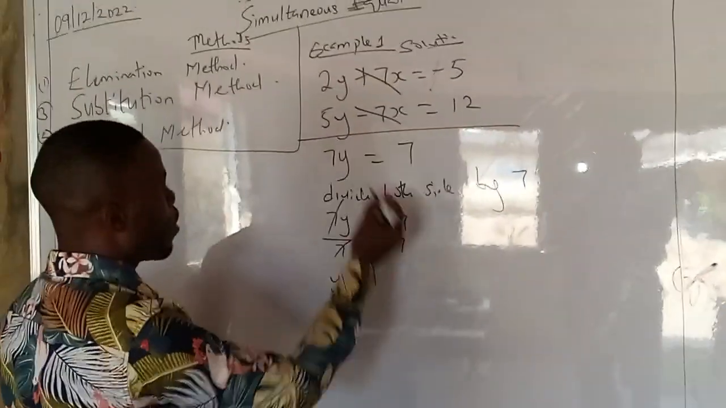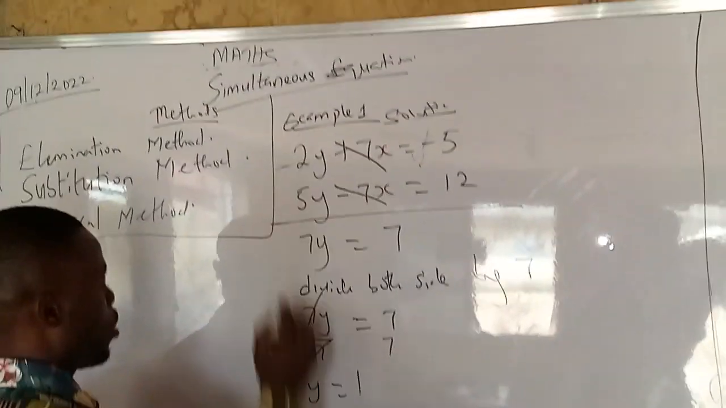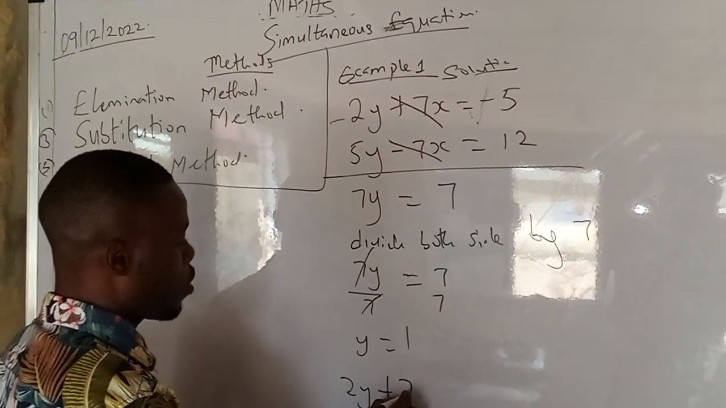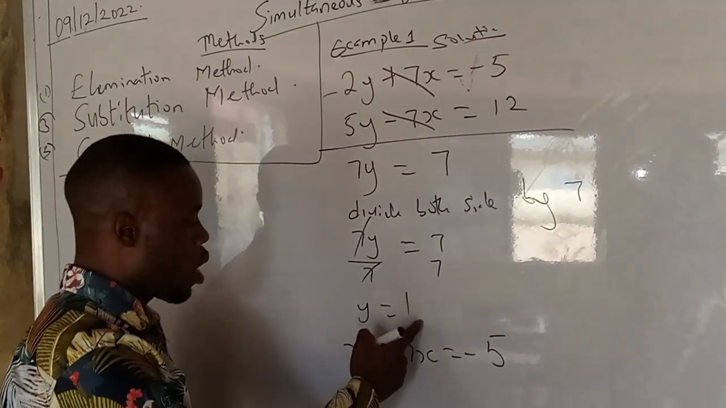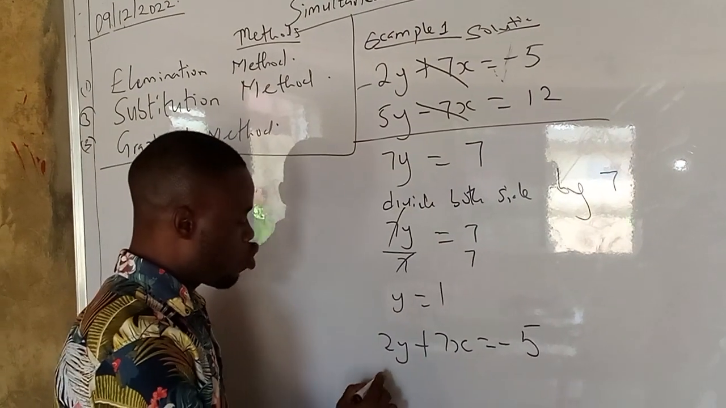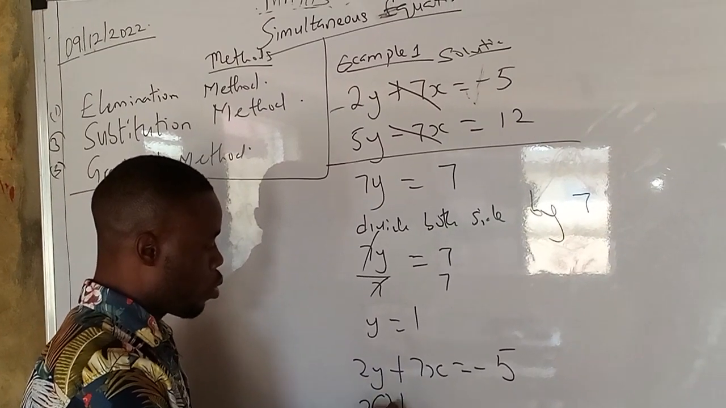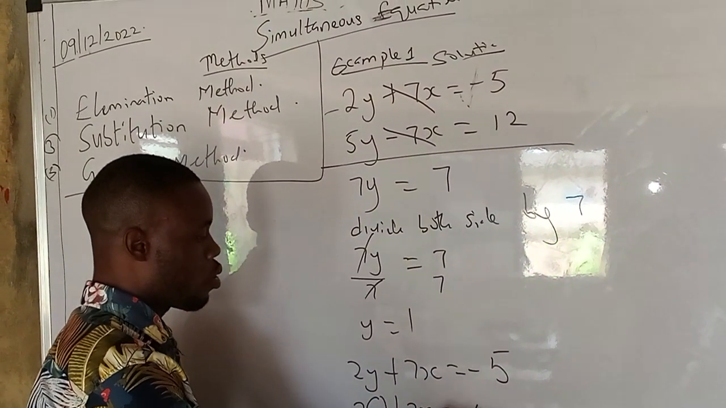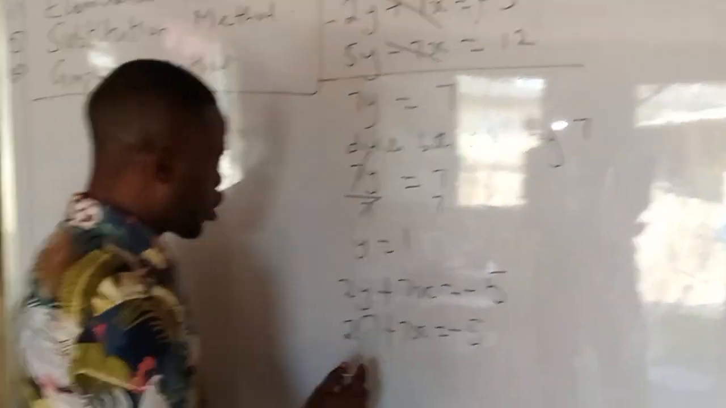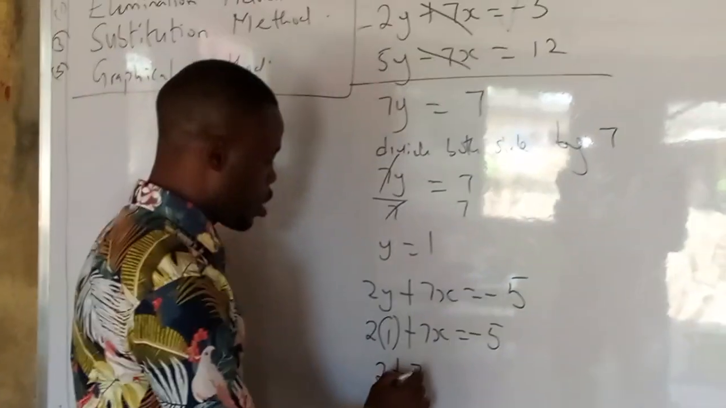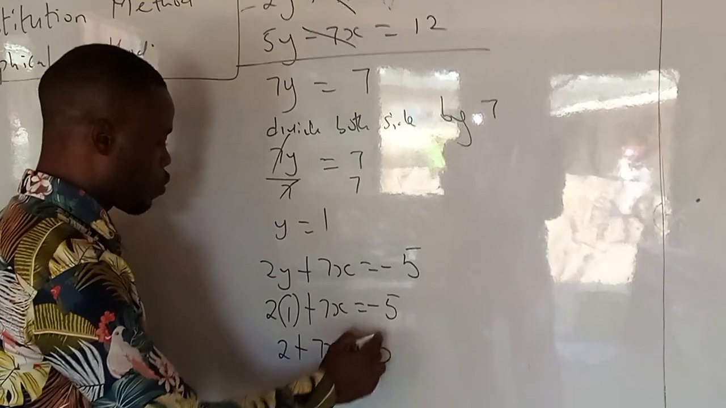Okay, so if I'm picking the first equation here, 2y plus 7x equals to minus 5. So my y is 1. I will substitute 1 for y. So this will be 2 in bracket 1 plus 7x equals to minus 5. So I'm going to multiply the number from the bracket, which will give me 2 times 1 is 2 plus 7x equals to minus 5.